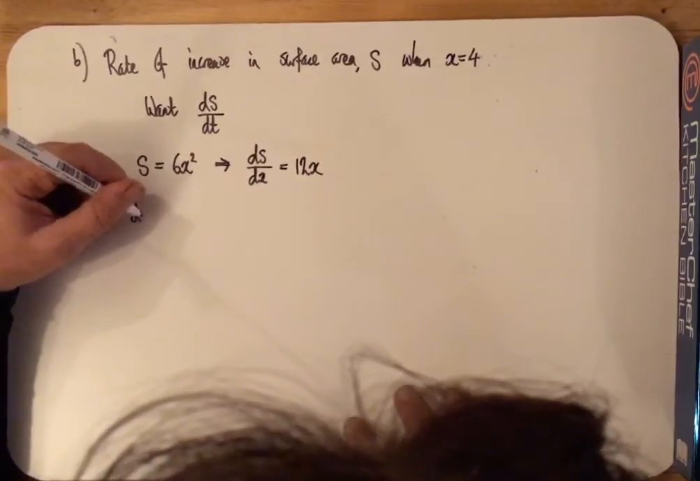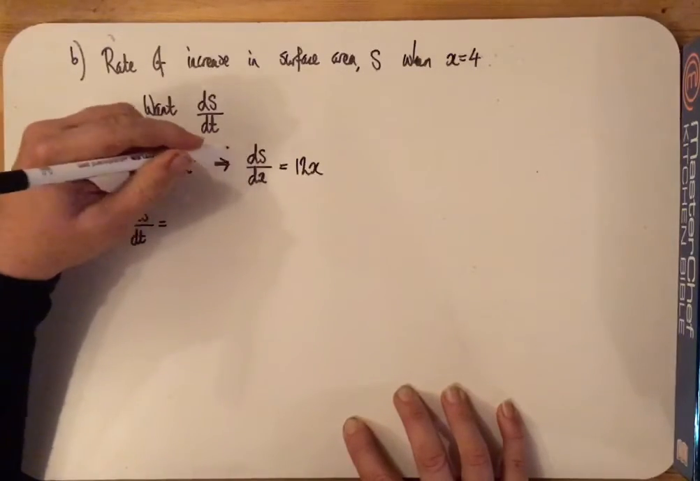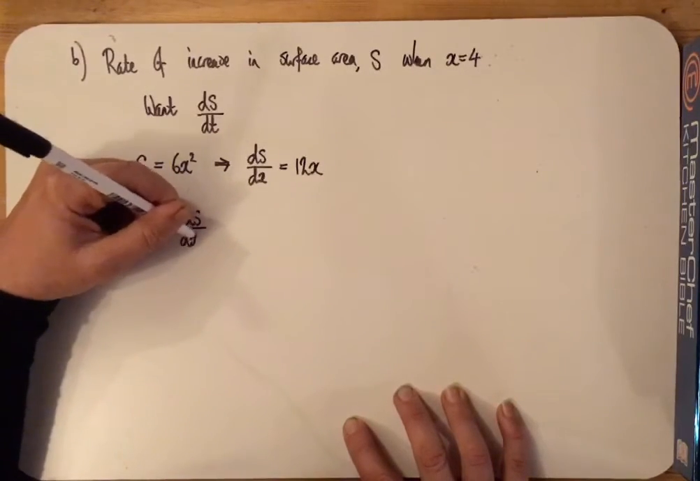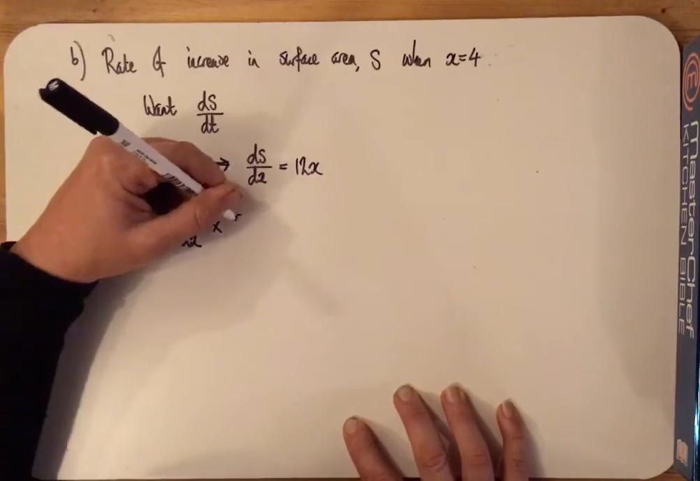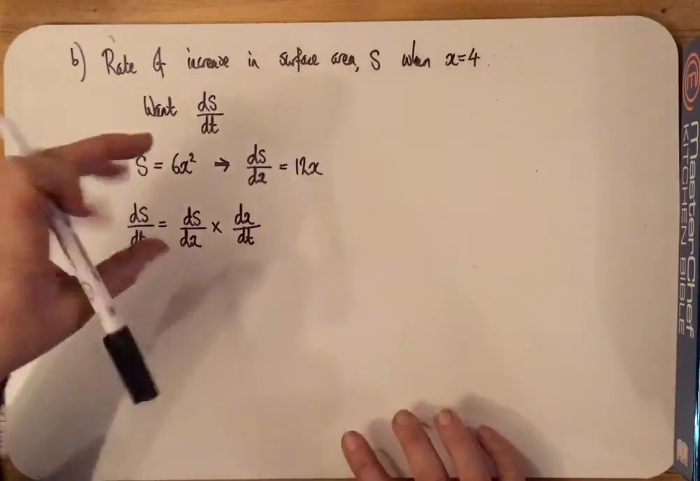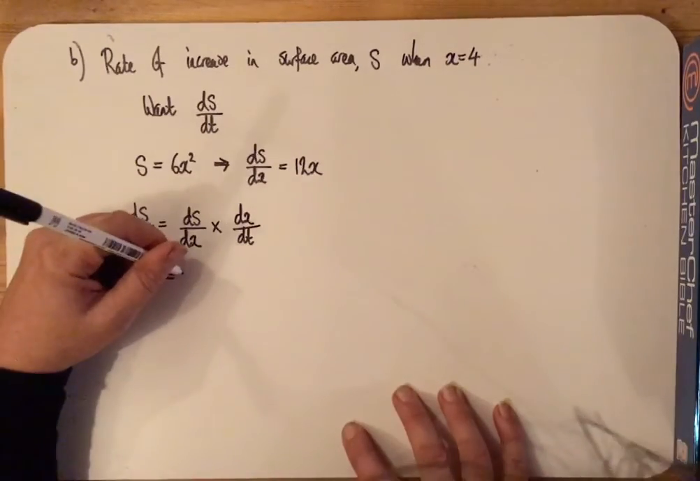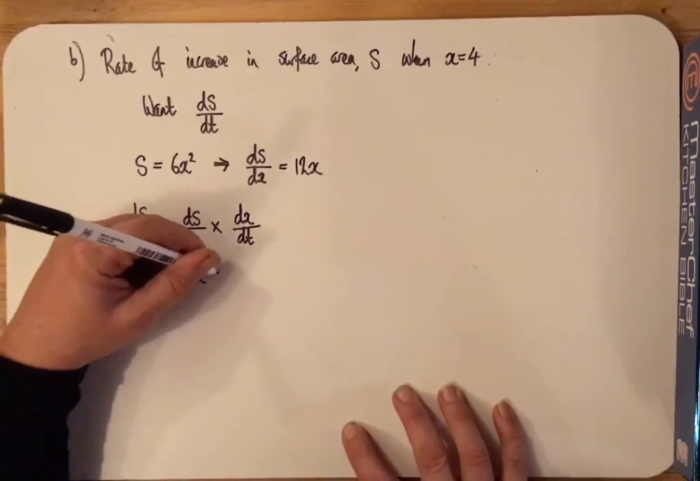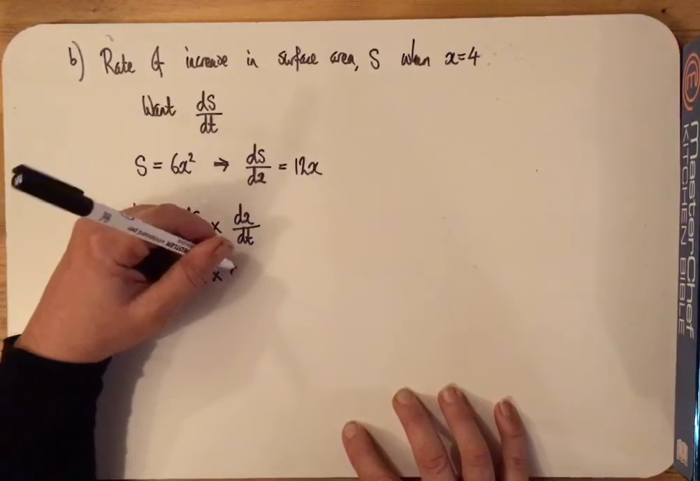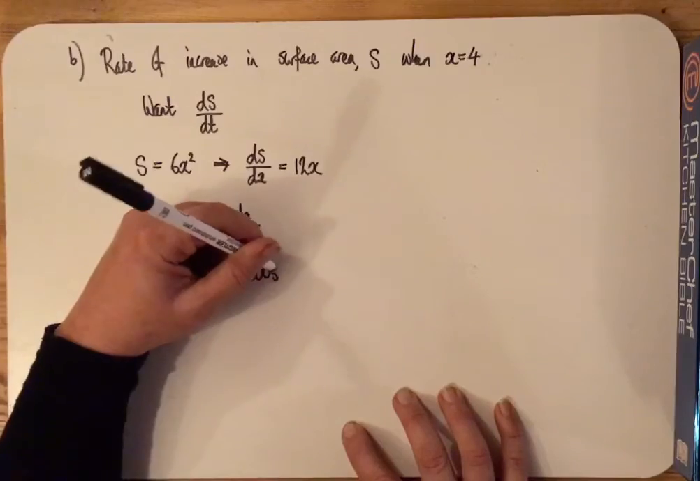So dS/dt is equal to dS/dx times dx/dt. I don't need to do anything with inverting this one. dS/dx is 12x, times dx/dt, which is 0.0005 when x equals 4.